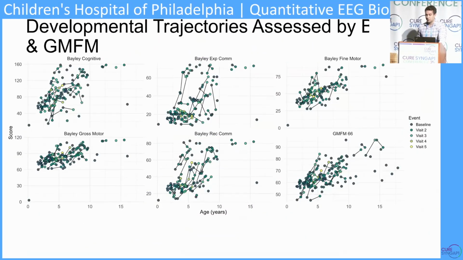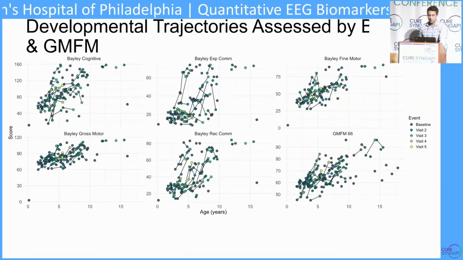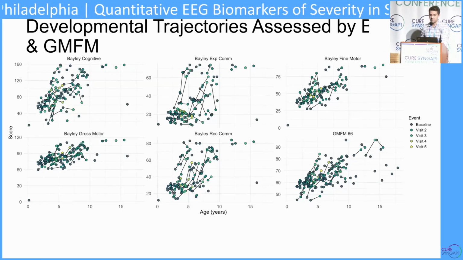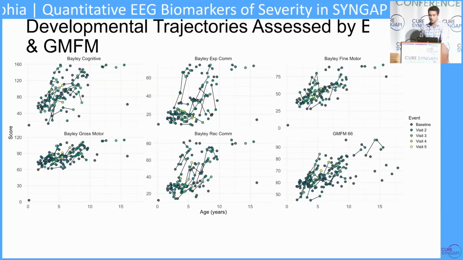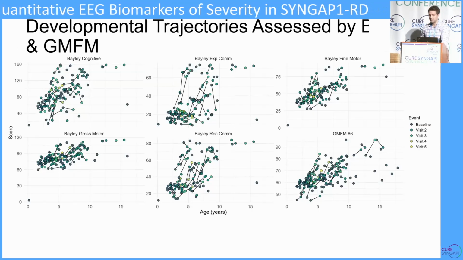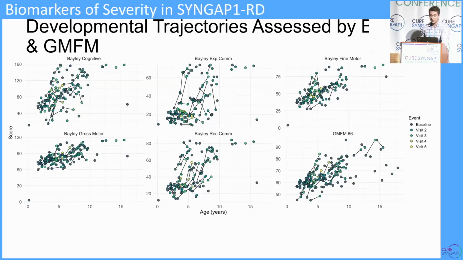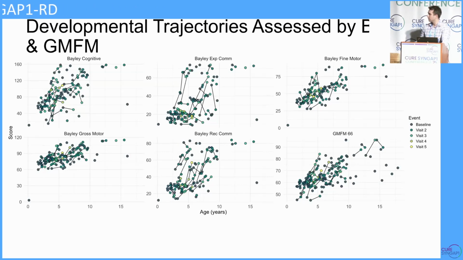As our first outcome measure, I'm showing you here some scores that should look familiar from Alicia Harrison's earlier talk. The scores from 2 developmental assessments, the Bayley-4, which is split up into 5 different subdomains, and the GMFM66. This data is composed of 100 SYNGAP1 patients across a total of 191 visits, and here dots are color-coded by visit number with lines linking tests that were from the same patient.